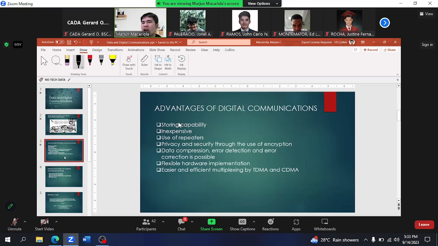So after discussing the block diagram of digital communication system, we're going to talk about the advantages and disadvantages of digital communication system. Okay, first of which is the storing capability. So how is it that the storing capability is one of the advantages of digital communication? Why? So as you can notice, in this modern world, we are fond of using smartphones. Okay, so these smartphones are capable of storing large amount of memory and data.